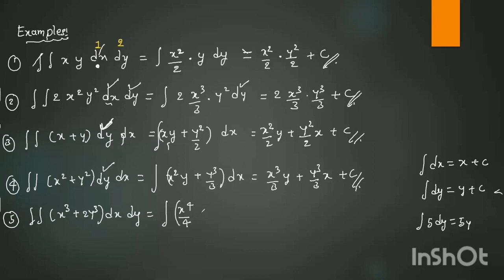x to the 4 by 4 plus 2y cube x dy. This is the first integration because we are doing with respect to dx, means x to the power 4 by 4. 2y cube is a constant term, so we have to multiply x. Then again, when you do with respect to y, x to the 4 by 4 is a constant term, so we have to multiply y, plus 2y to the power 4 by 4 into x plus c. Okay, you can simplify if you want.